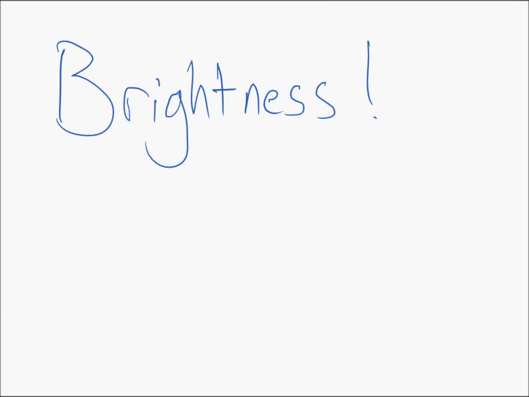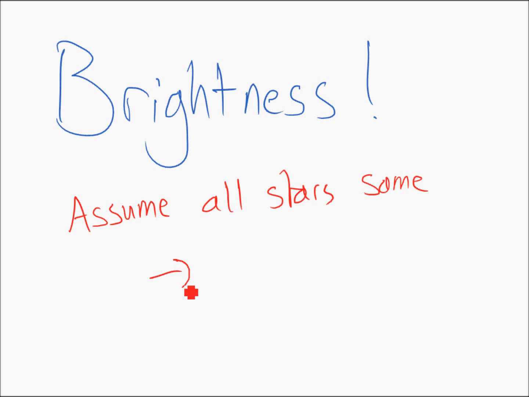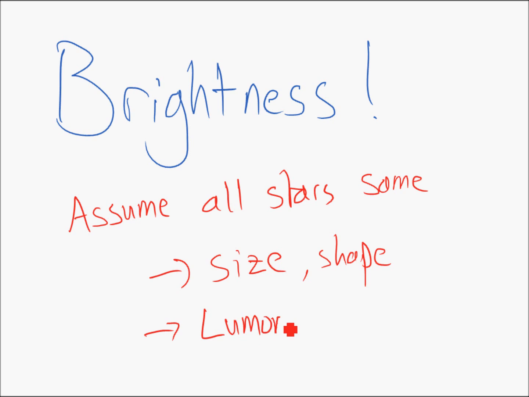But what we can do is, if we are going to make a big assumption, if we assume that all the stars are the same. Now we know they're not, but go with me here, guys. Assume that all stars are the same. So then we're assuming they're the same size, they're the same shape, and they give out the same amount of light per second. Here's the fancy word for that, luminosity. They have the same luminosity.